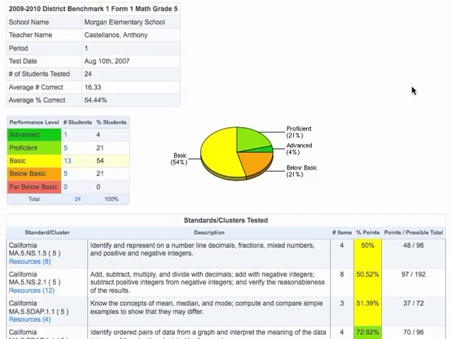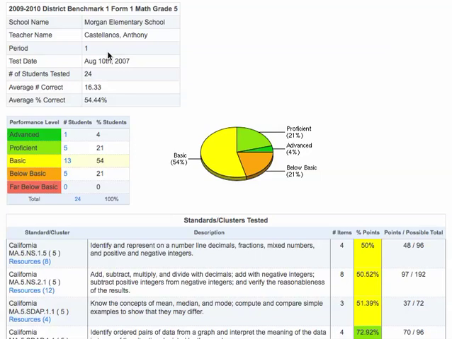This is part 3 of looking at District Benchmark Math Grade 5. In this particular session, we're going to look at the classroom with Anthony Castellano, a fictitious name. And there's 3 things that Anthony's going to want to see on this particular report.